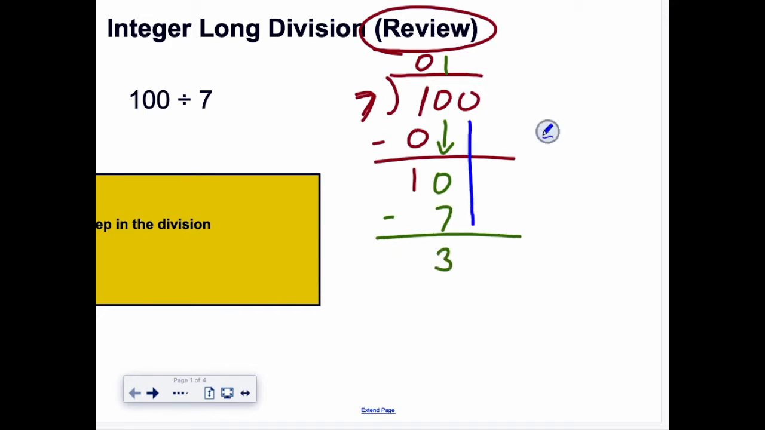Then you bring down your 0. Well, then you ask yourself, how many times does 7 go into 30? 4 times. 4 times 7 is 28. You do your subtraction, you get 2. So our answer here is 14, remainder 2. Now you might be asking why we just did a blast to the past from like 5th grade. The reason why is we're now going to do this with polynomials, and you're going to see a very similar process. Let's take a look.